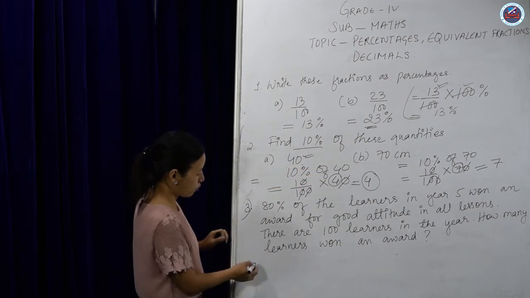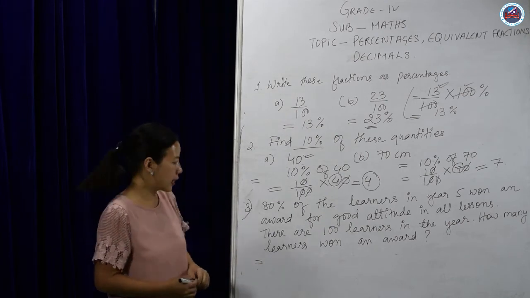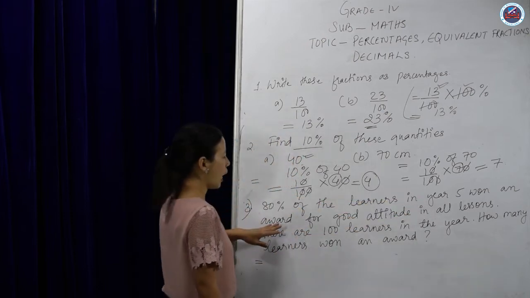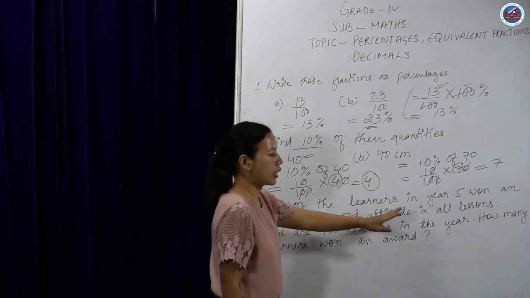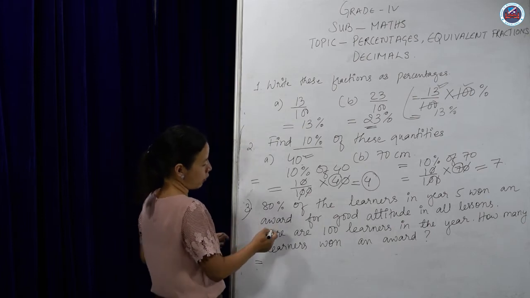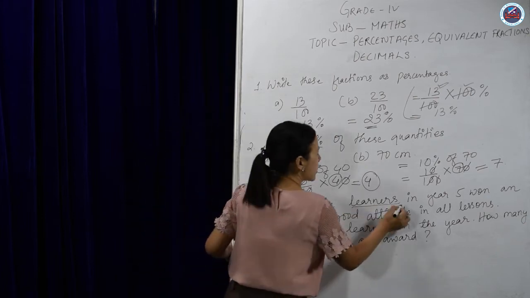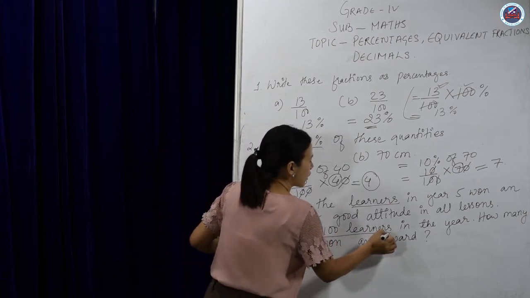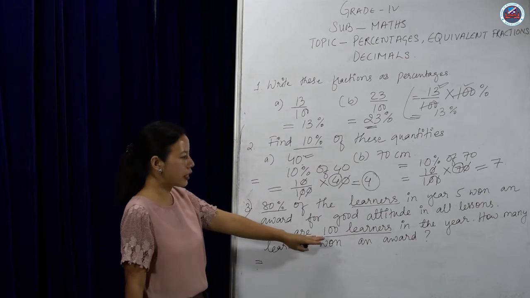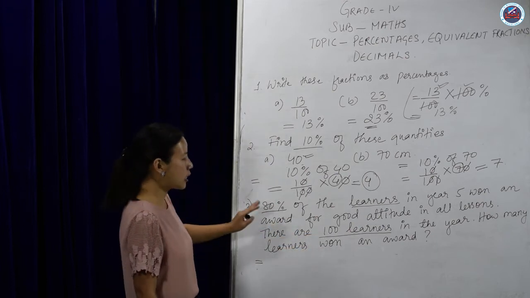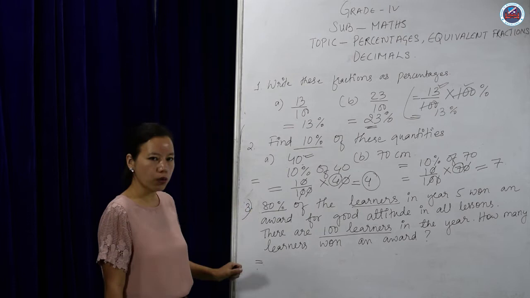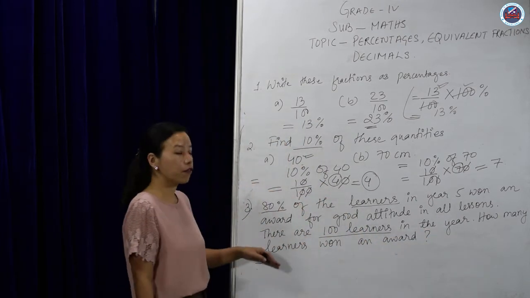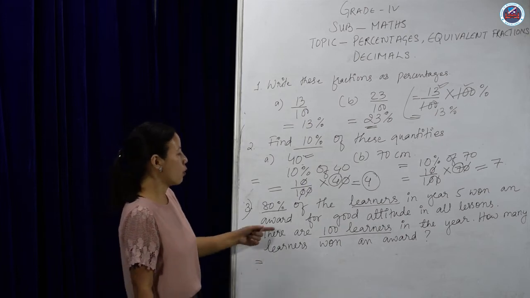Now let's go to these word problem questions. It says 80% of the learners in year 5 won an award for good attitude in all lessons. So here it says 80% of the learners have won an award, and there are 100 learners. So out of 100 learners, 80% have won an award. The question says, how many learners won an award? So we have to find out how many learners won an award.